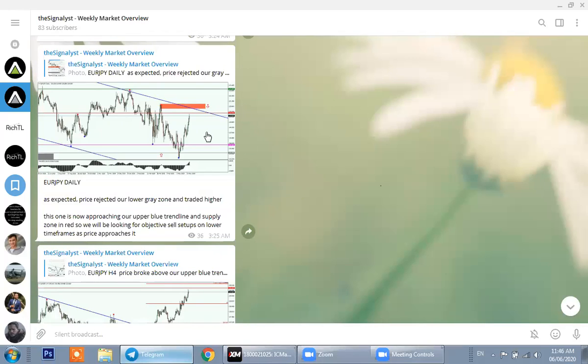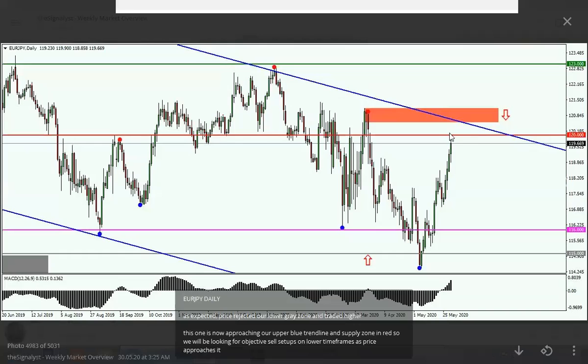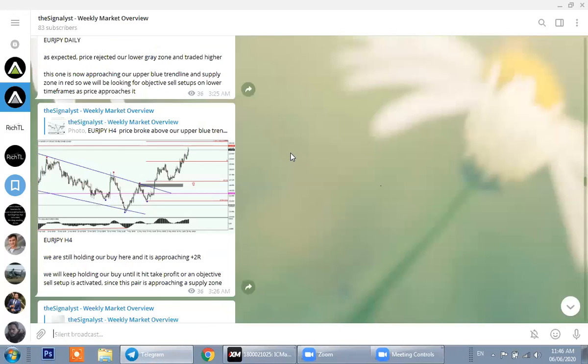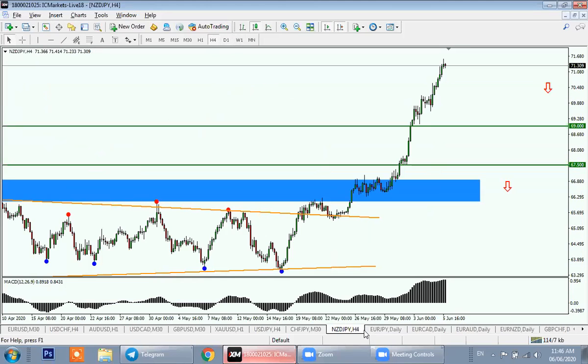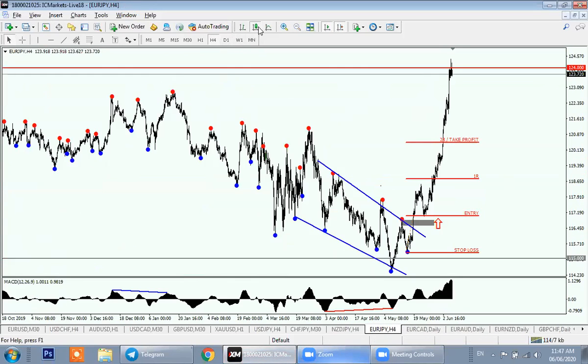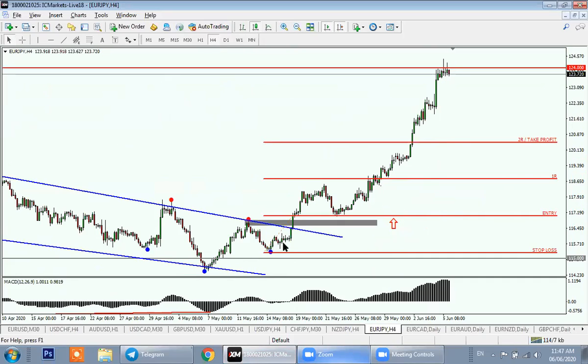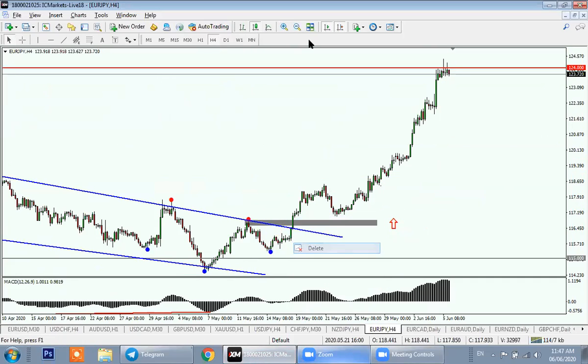On Euro JPY, we were waiting for price to approach our resistance 120 and supply zone in red to look for sell opportunities. We were holding a long-term buy from H4. Our last week buy hit take profit, as you can see here, so we can delete our risk to reward ratio.